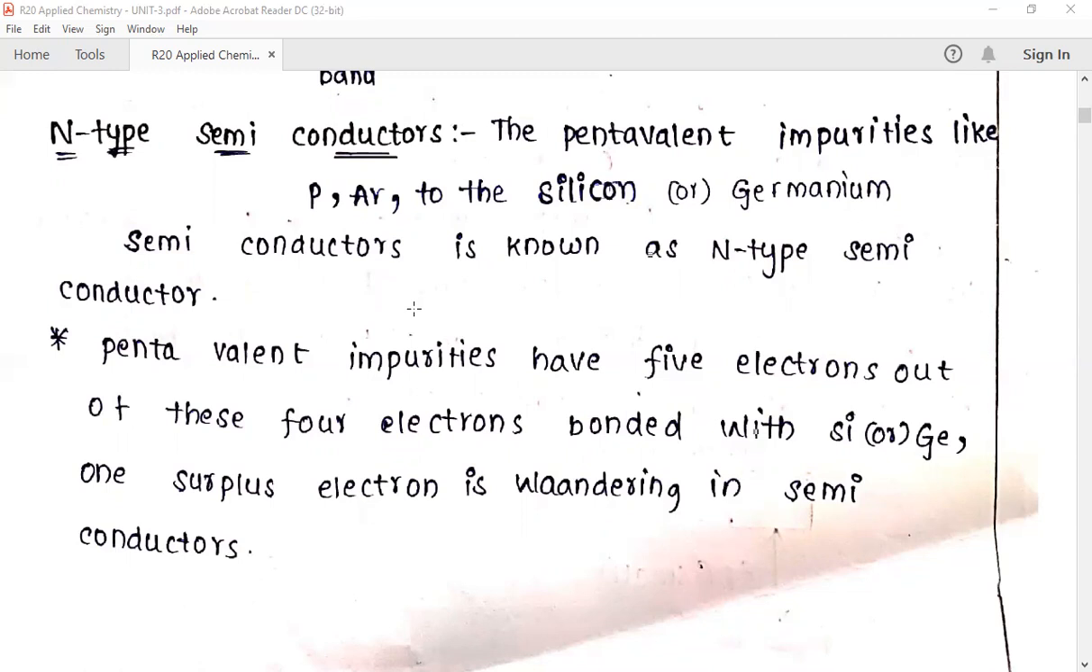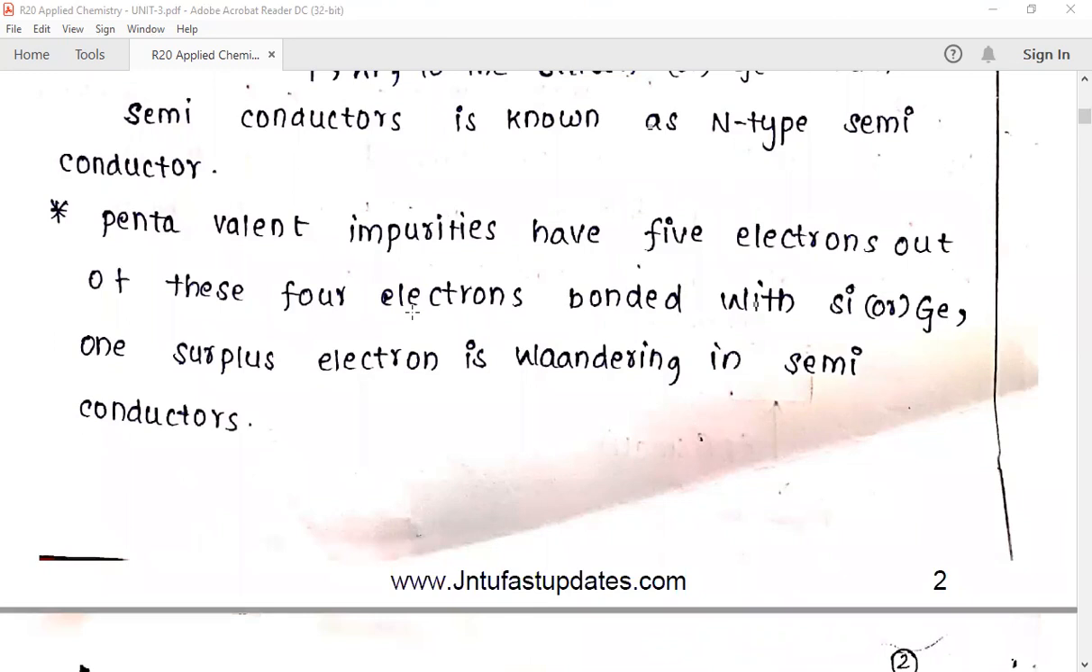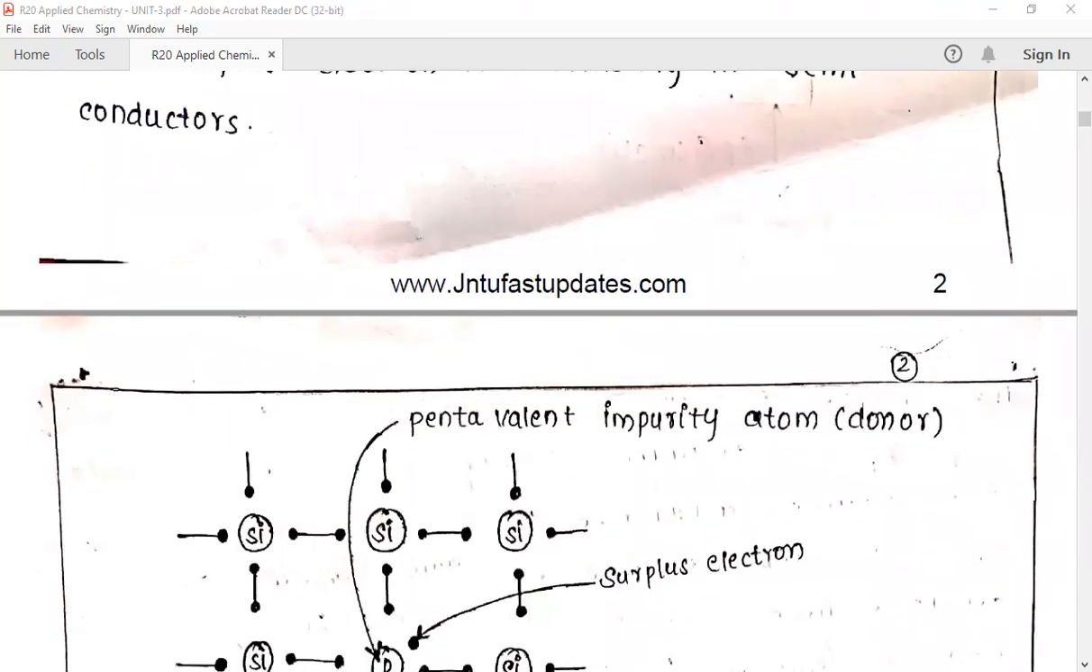then this type of semiconductor is known as an N type semiconductor. Coming to the mechanism, how the N type semiconductor is formed: I already told that pentavalent elements are considered as impurity. These pentavalent elements have 5 electrons in the outermost or valence shell. Out of these 5 electrons, 4 electrons are bonded to silicon or germanium.